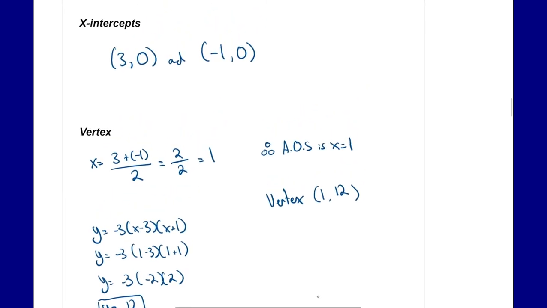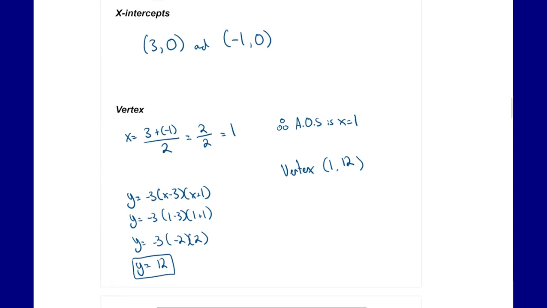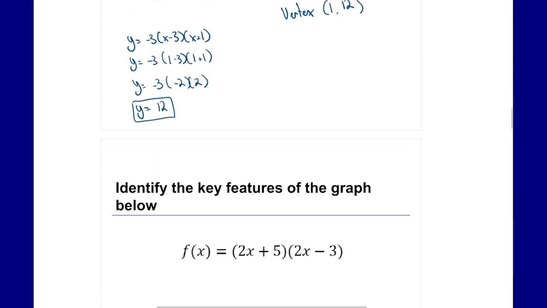So again, I have my x-intercepts and I have my vertex for this quadratic function. Now this should be a little bit of a review from grade 10, finding the x-intercepts and finding the vertex from that, but we're going to continue on.